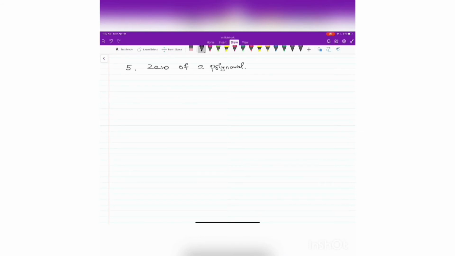Zero of a polynomial. It is nothing but a real number. It's a very easy concept. Already you know zero of a polynomial. So, a real number k is a zero of a polynomial f if and only if f of k is equal to 0.